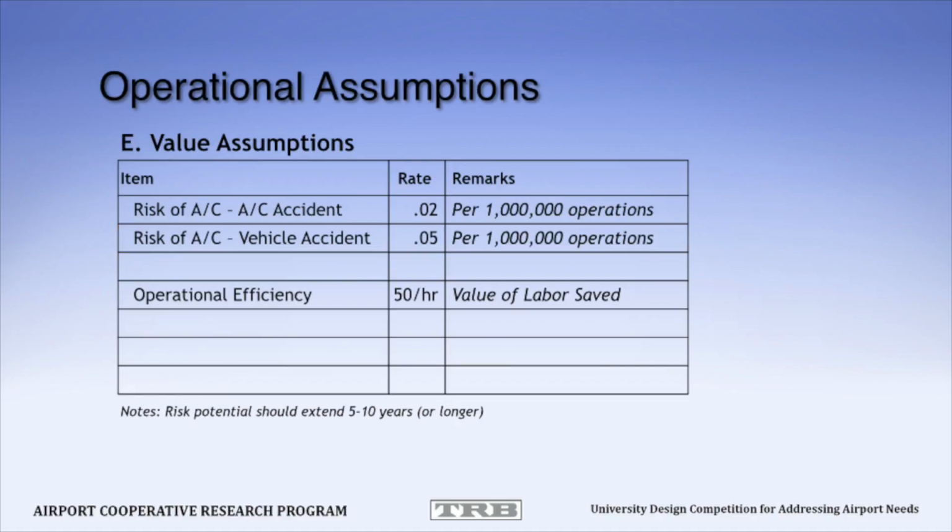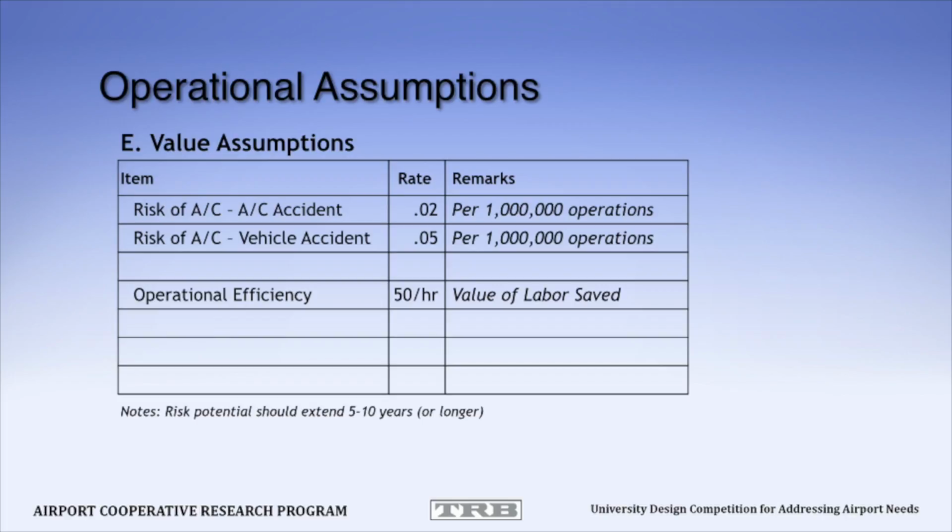Shifting gears and looking at value assumptions. In the safety case, there's always a risk. There's a risk of an accident, either an aircraft and another aircraft mixing it up, or an aircraft and a vehicle. We've made some basic assumptions, and if you want to do more research on that, that's fine, but just to get an order of magnitude feel for how much risk is out there, we can dissect this in the rate of maybe an accident per million operations. And in the example, we use 0.02 accidents per million for both the aircraft to aircraft accident and also the aircraft to vehicle.